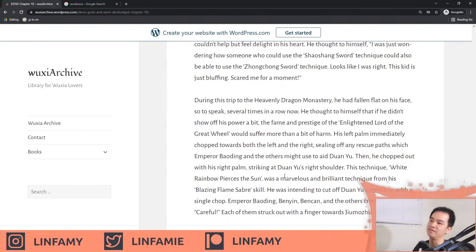During his trip to the Heavenly Dragon Monastery, he had fallen flat on his face, so to speak, several times in a row now. He thought to himself that if he didn't show off his power a bit, the fame and prestige of the enlightened Lord of the Great Wheel would suffer more than a bit of harm. His left palm immediately chopped towards both the left and the right, sealing off any rescue paths which Emperor Baoding and the others might use to aid Duan Yu.